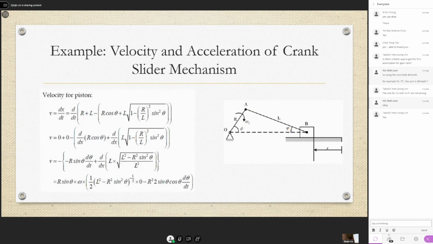Then the velocity. Just now we found the displacement for the piston. Now we want to find the velocity of this piston, which is B. Whatever we have found just now, the entire expression for x, you differentiate the whole thing. That's why you differentiate the entire chunk from just now.